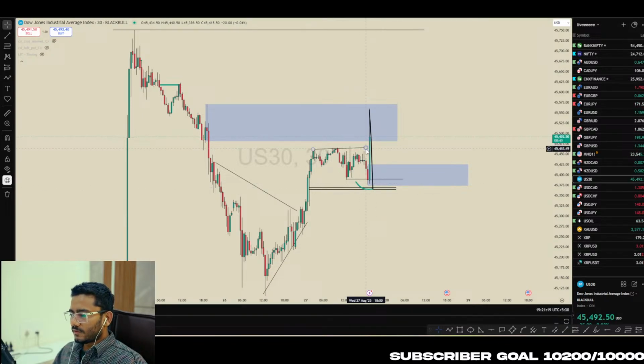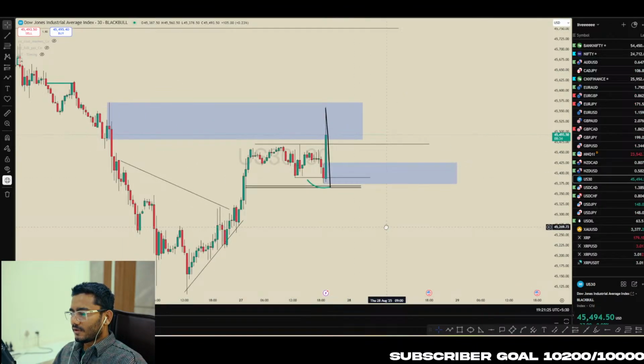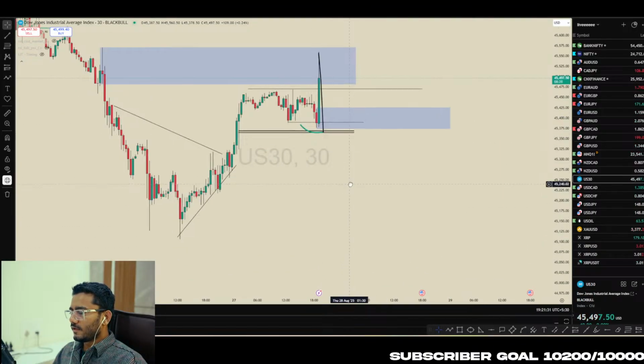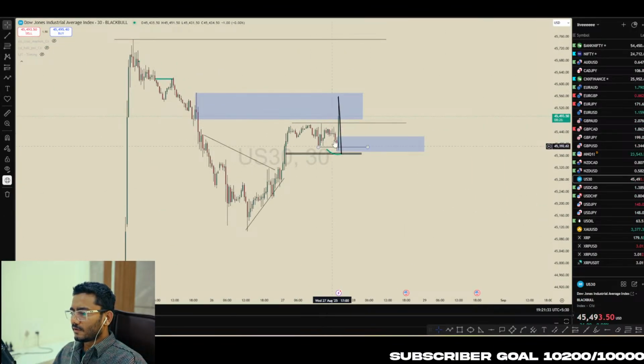So how to confirm this? We can see this structure to the left side, and if a 30 minutes candle closes between this and another candle starts, then probably there will be a reversal. Then only we look for sell side.